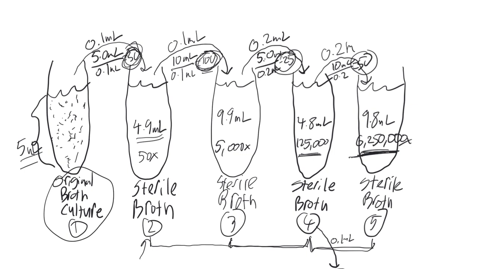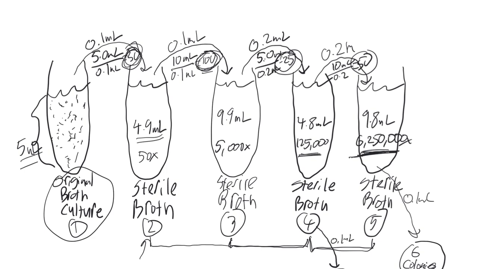Now, we're also going to plate out 0.1 mils from tube 5, plate that out onto a plate, and let them grow and form colonies. And let's say that when we do that, we only get 6 colonies. Okay, so now we have a decision to make. We have to figure out which plate we are going to use to do our calculation here.